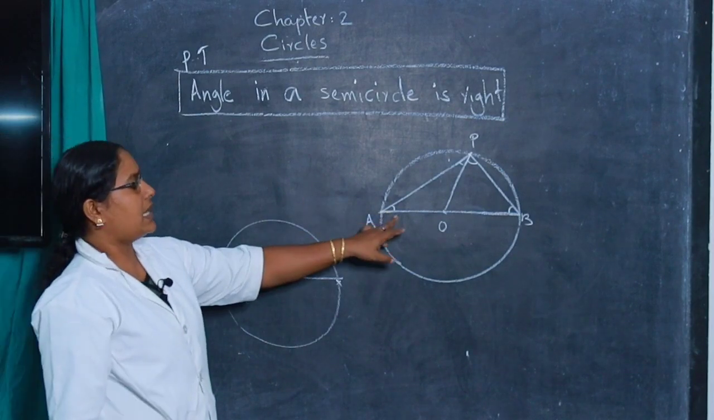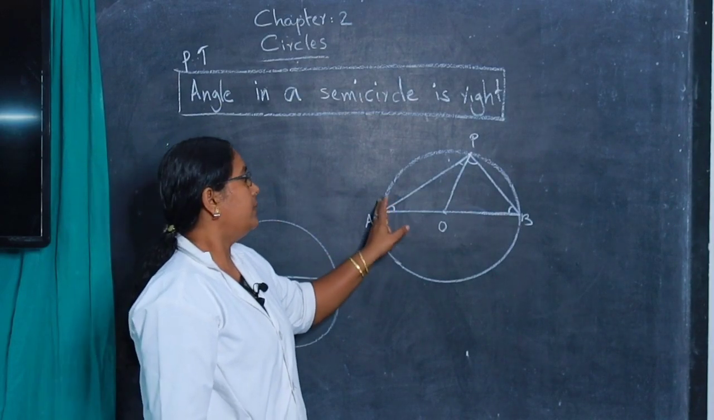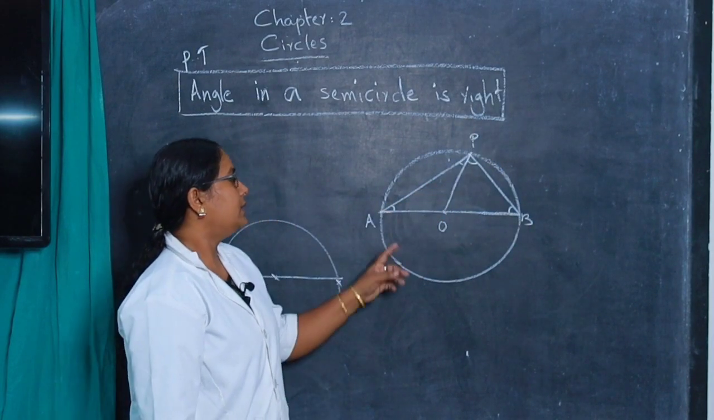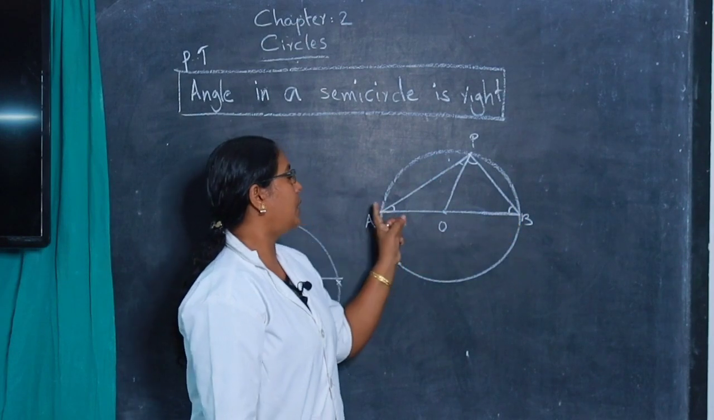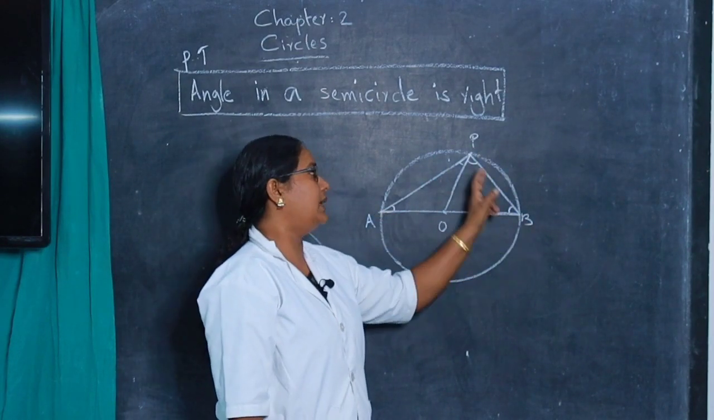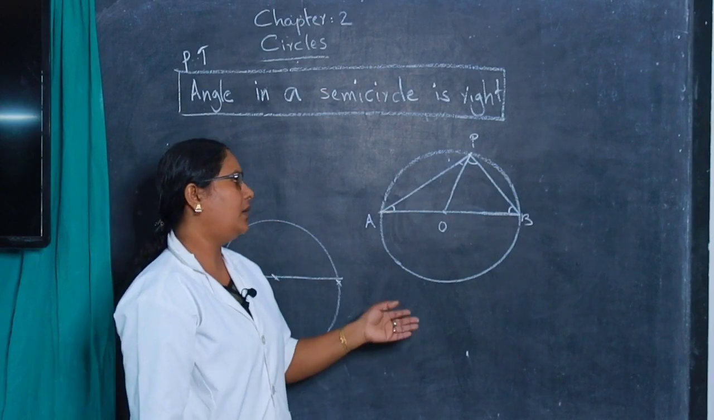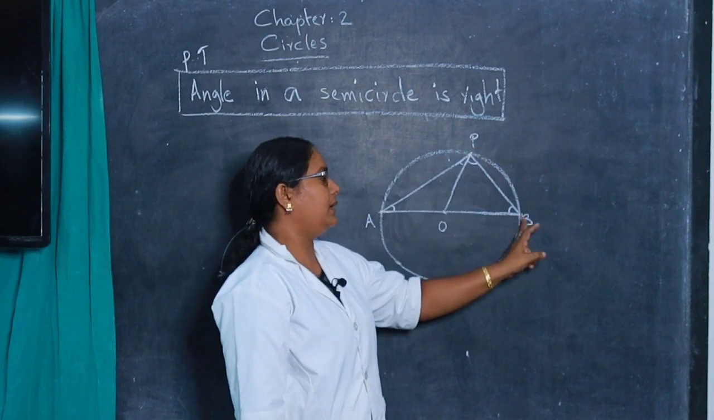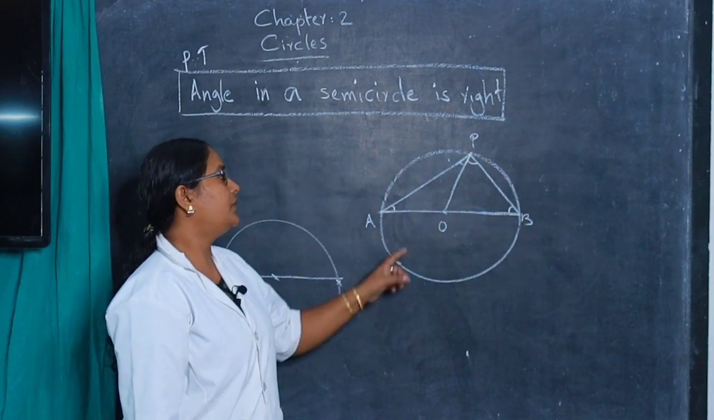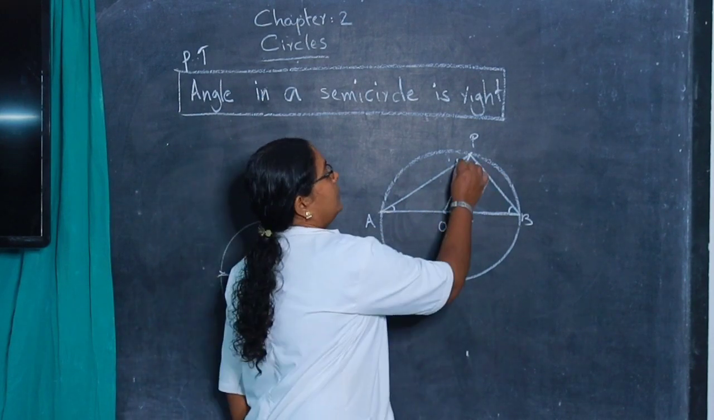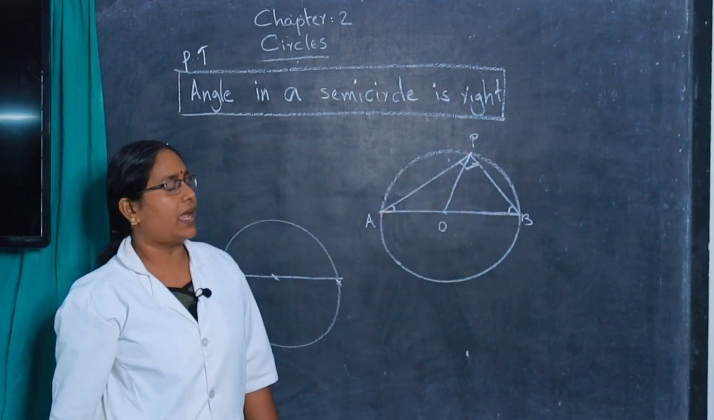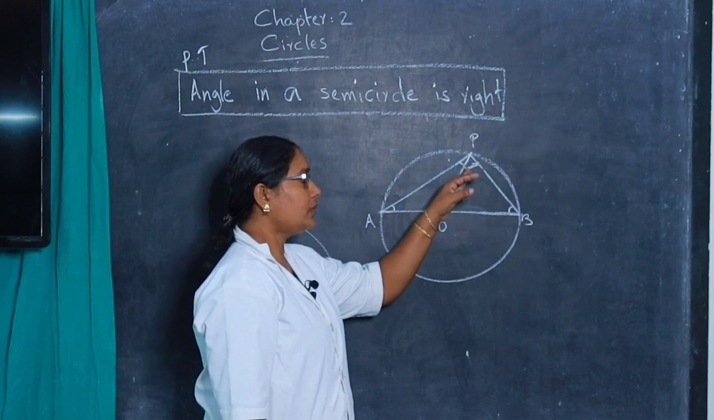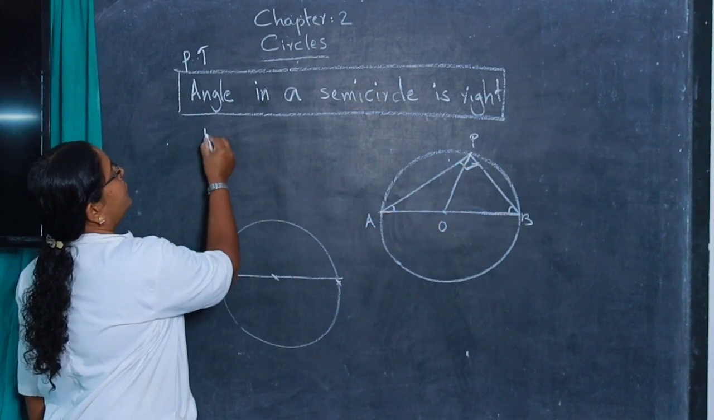Then that semicircle, one semicircle here, APB. For that semicircle with its diameter, draw lines from the ends of the diameter to a point on the semicircle. Mark a point P, draw a line from A to P and B to P. Therefore we make an angle which we want to prove is 90 degrees. Angle in a semicircle is right. That is the question.